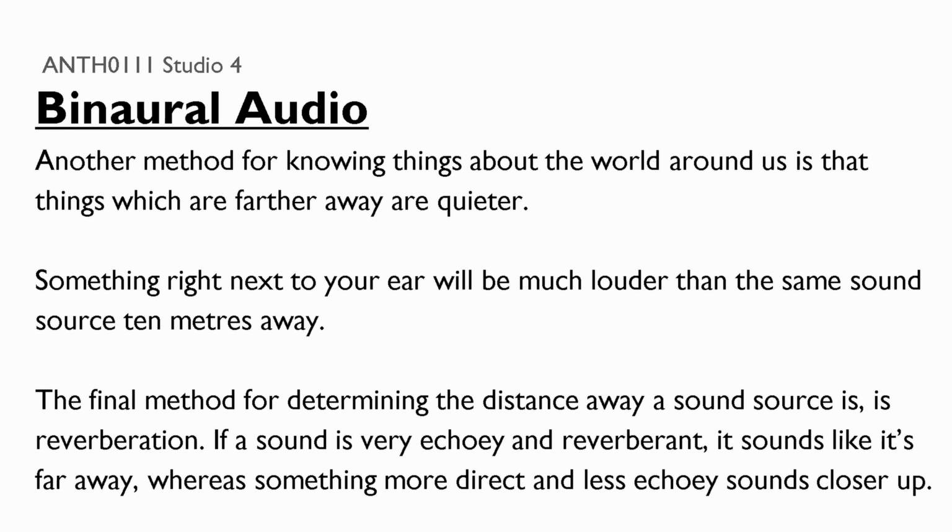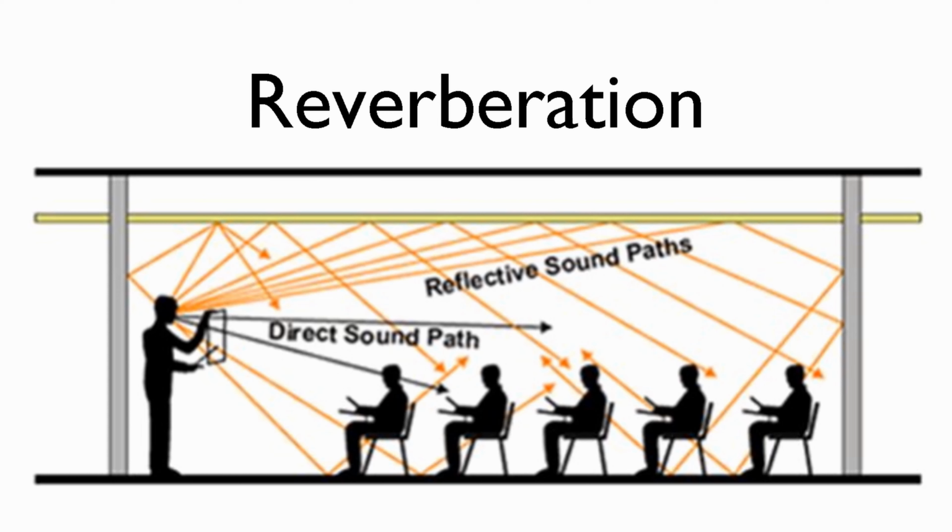Another method for knowing things about the world around us is that things which are farther away are quieter. Something right next to your ear will be much louder than the same sound source 10 meters away. The final method for determining the distance away a sound source is reverberation. If a sound is very echoey and reverberant, it sounds like it's far away, whereas something more direct and less echoey sounds closer up.